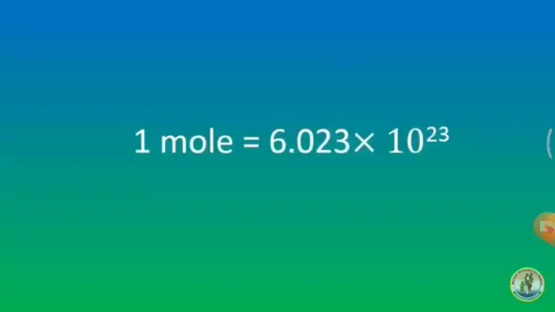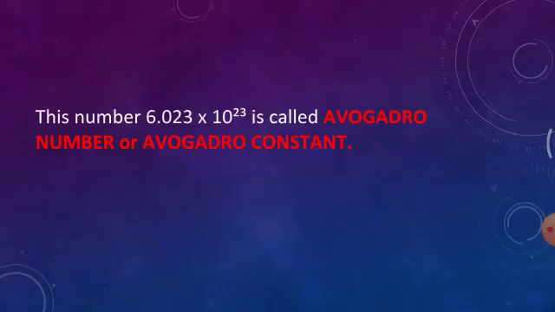According to him, 1 mole is equal to 6.023 into 10 to the power of 23 atoms or particles. So the value of 1 mole is equal to 6.023 into 10 to the power of 23 particles. This number, 6.023 into 10 to the power of 23, is called the Avogadro number or Avogadro constant.